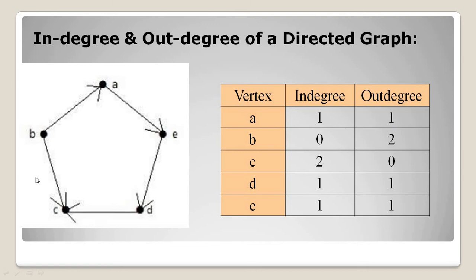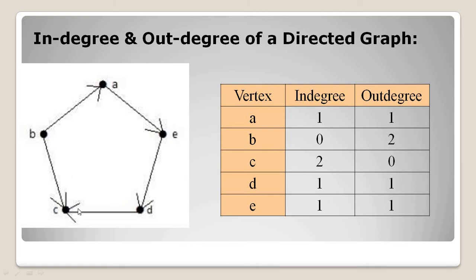Now consider the second one, that is B. From B, we have two edges: one from B to A, with the direction from B to A, and one more edge from B to C, and here also the direction is from B to C. There are no incoming edges. So in that case, the in degree for B is 0, but the out degree of B is 2.